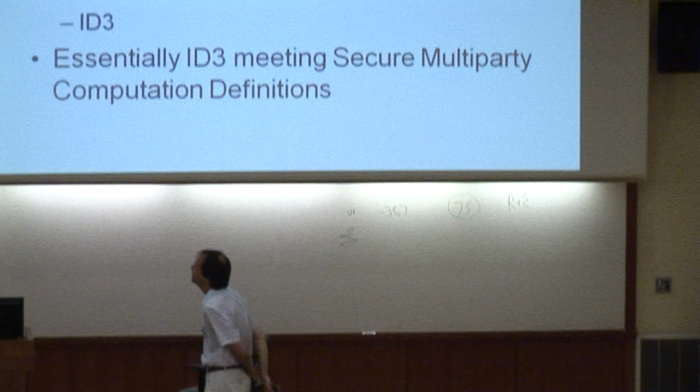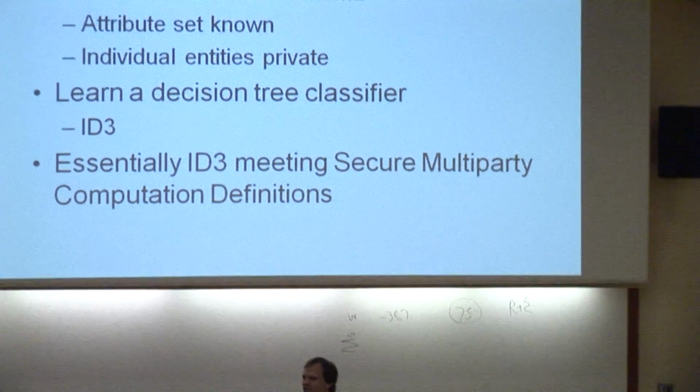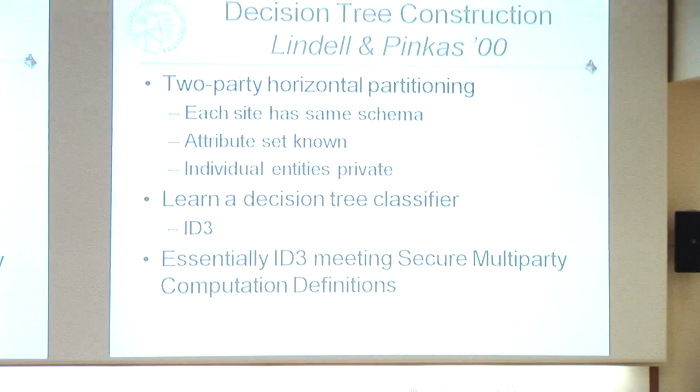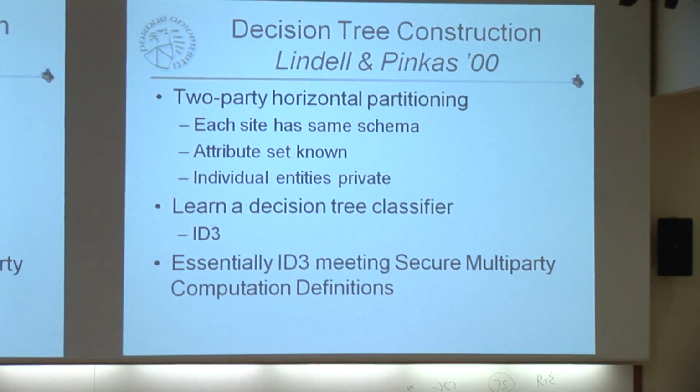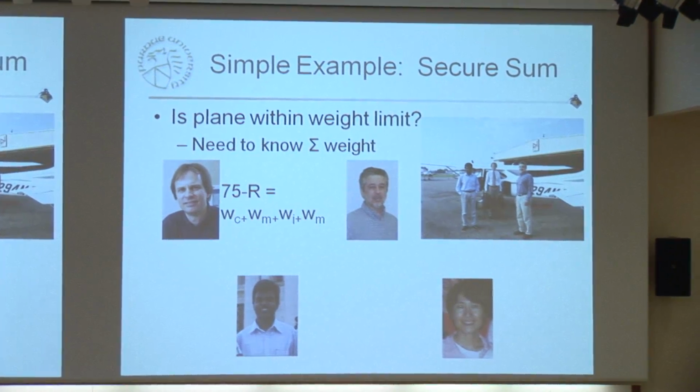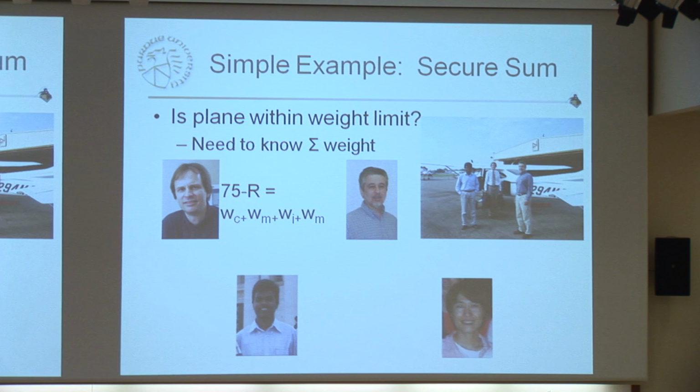OK. So I mentioned a second approach, decision tree. Oh, yes, you had a question. So one issue with that, though, is if any of the other two people tell you their weight, that helps you get the other person's weight. Yeah. It's not secure from collusion.